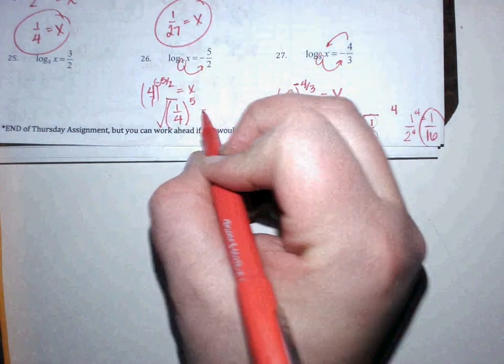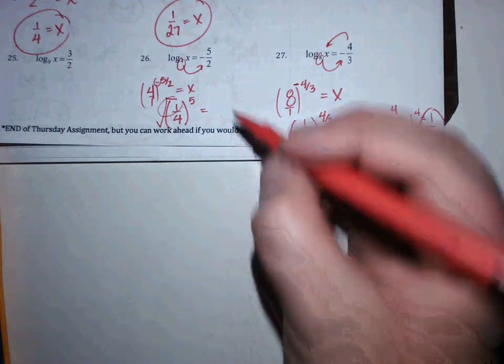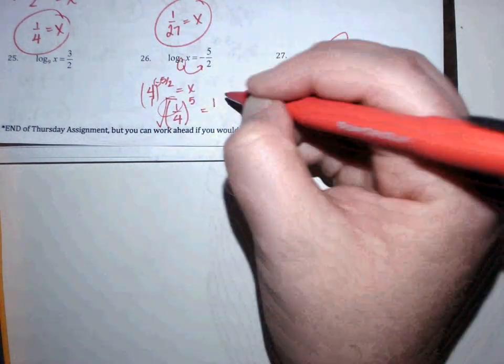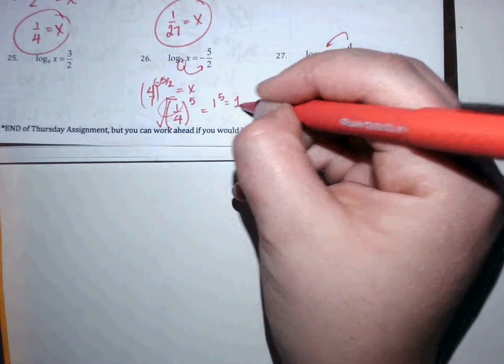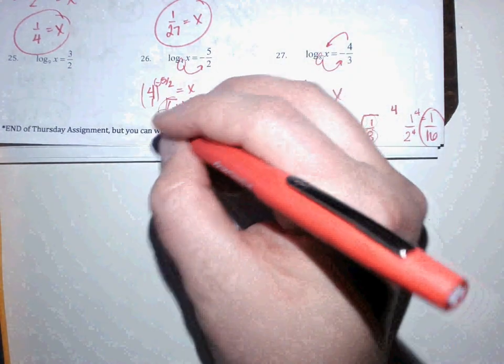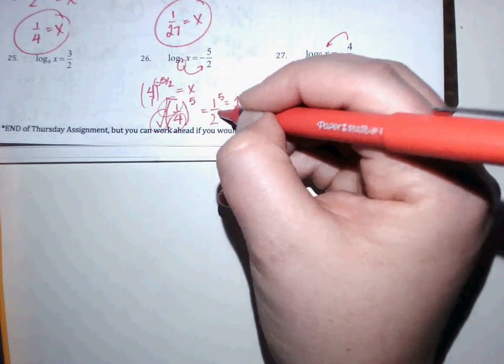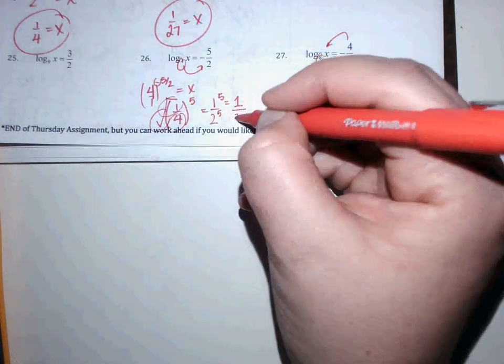Now remember, you're going to go one at a time. So I'm going to square root the 1 first. Square root of 1 is 1. And then 1 to the 5th is also 1. Okay, now let's do the bottom. What's the square root of 4? Square root of 4 is 2. And then 2 to the 5th is 32.